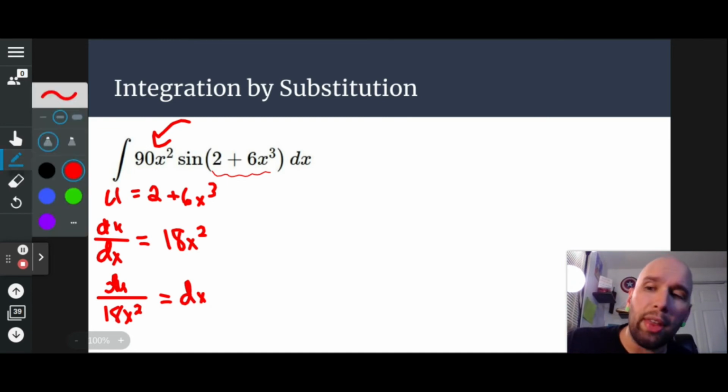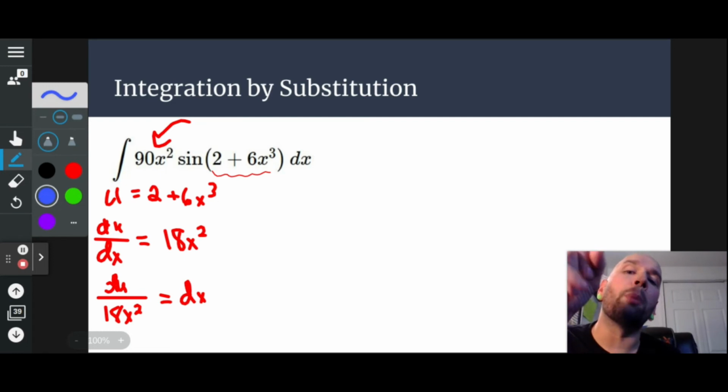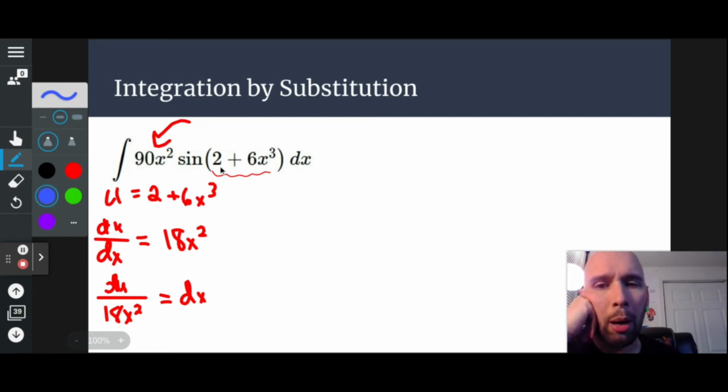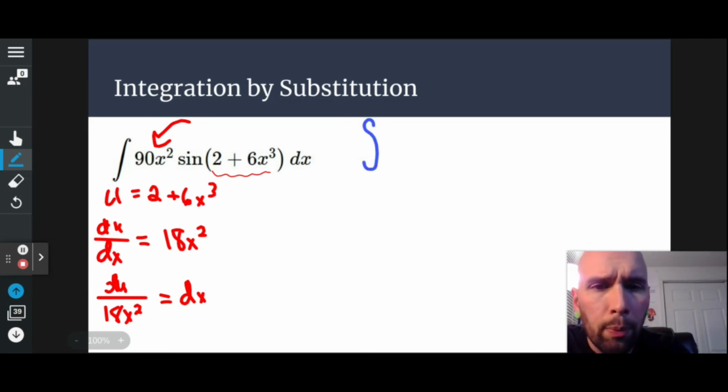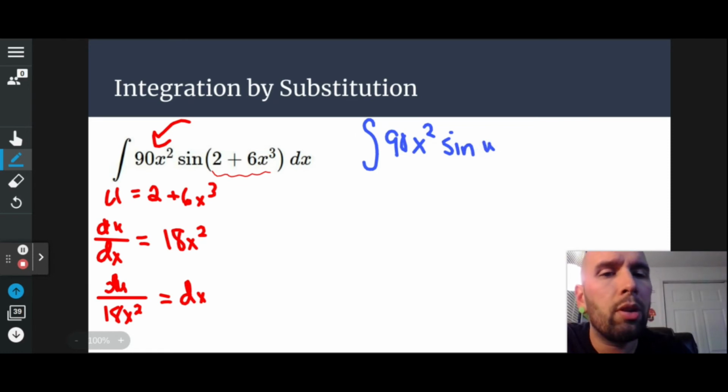Now I'm going to rewrite the original integral but substitute two things. Instead of 2 plus 6x cubed, I'm going to turn that into a u. And instead of dx, I'm going to replace it with du over 18x squared. So let me write that out. The integral of 90x squared sine u, and instead of dx, I have du over 18x squared.